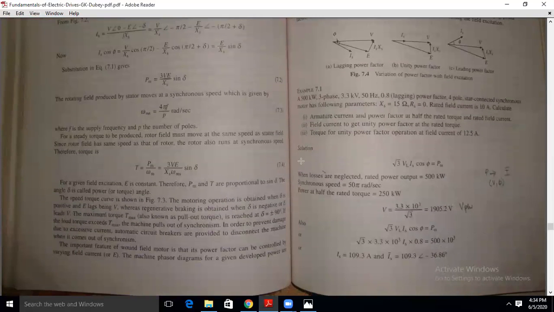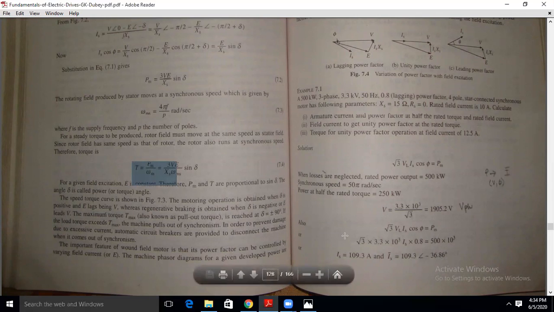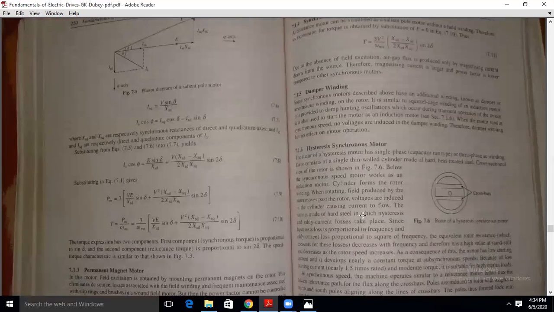So these are the examples based on the particular parameters we have discussed: motor power, then the speed, synchronous speed, and the torque equation of the motor. So all these parameters will come into picture while solving the examples. Next, we will see another important topic, the salient pole wound field motor.